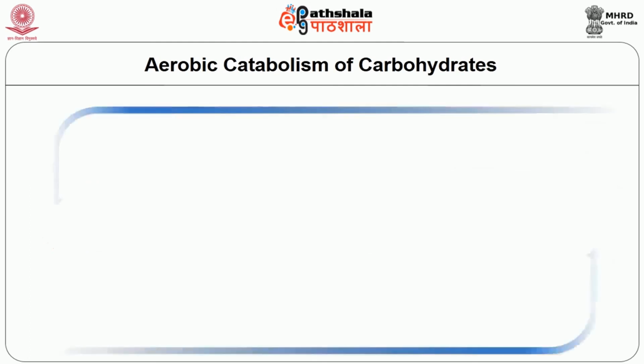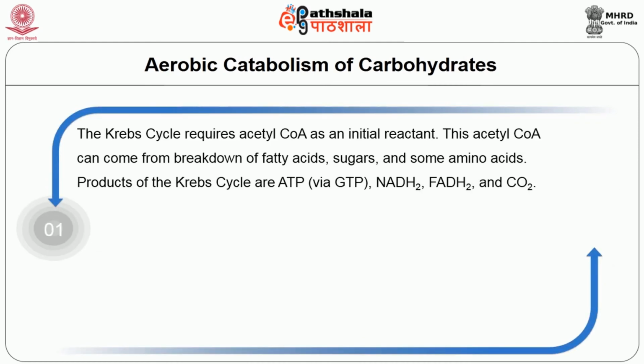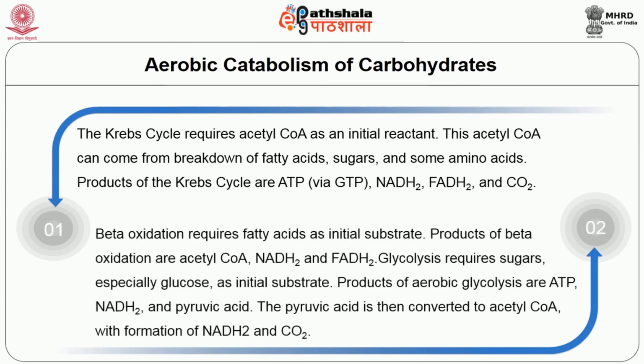The Krebs cycle requires acetyl-CoA as an initial reactant. This acetyl-CoA can come from breakdown of fatty acids, sugars and some amino acids. Products of the Krebs cycle are ATP via GTP, NADH2, FADH2 and CO2. Beta oxidation requires fatty acids as initial substrate. Products of beta oxidation are acetyl-CoA, NADH2 and FADH2.